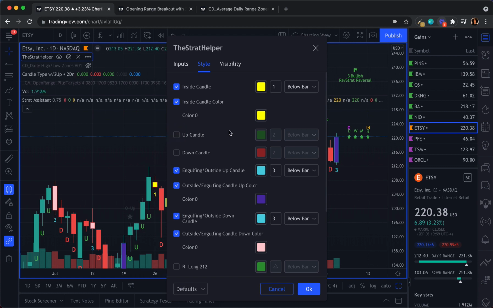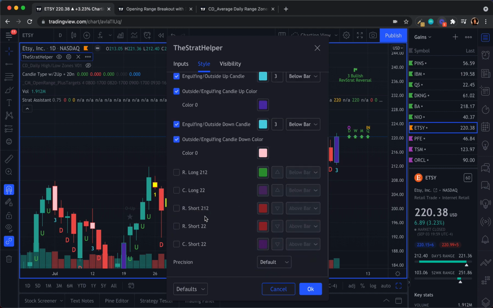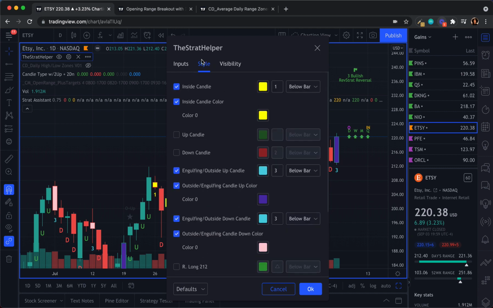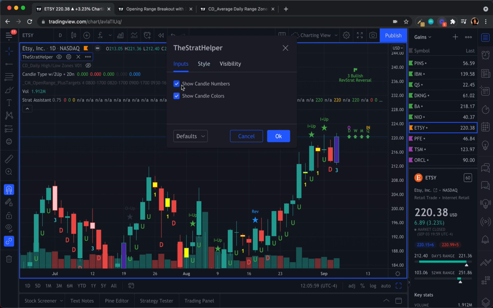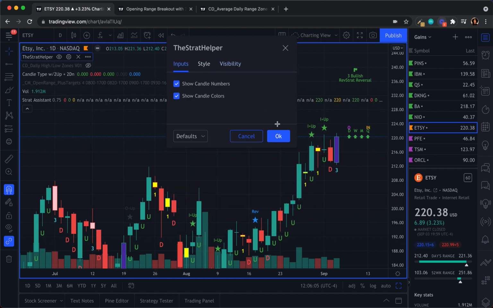I honestly could probably replace the 2 here with a U if I wanted, but you can see here the font is a little lighter, that little light green showing up. I obviously could change the color, but not the size of that plot, so I opt to get that from somewhere else. And if you go here, I don't have any of these checked. My input, it's show candle number, show candle colors. And visibility, I haven't touched any of this. So those are my settings for the TheStratHelper.